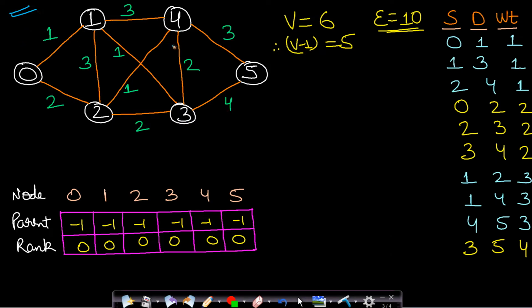This is our given graph, and this will be our edge list. Our edge list will have three values: source, destination, and weight. Since it is an undirected graph, source and destination have no meaning, but still I have taken this for clarity. Once you have this edge list, we will have to sort it depending on the weight. I have already sorted them. You can also represent an edge using a source, destination, and weight structure, which I have done in the coding part, so I will show you at the end of the video.